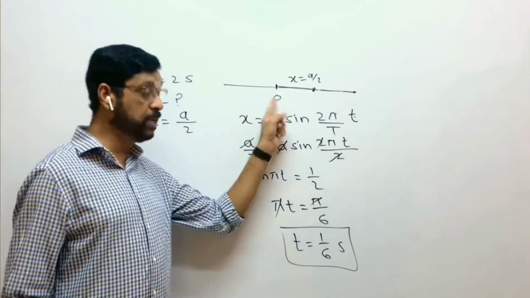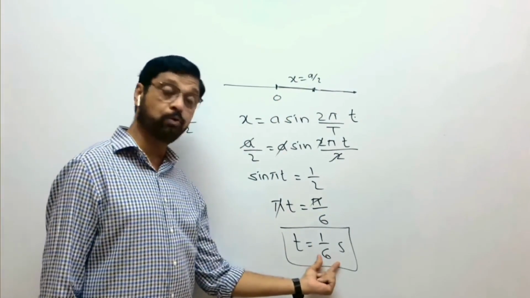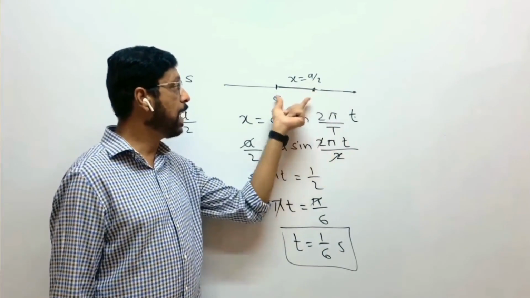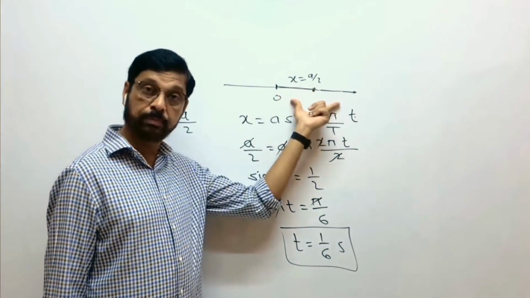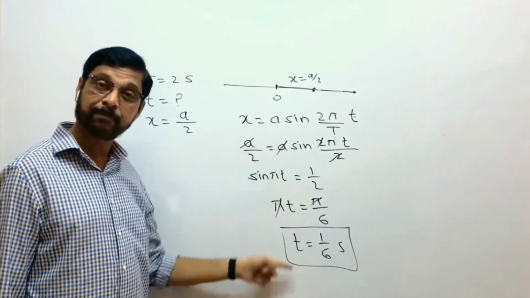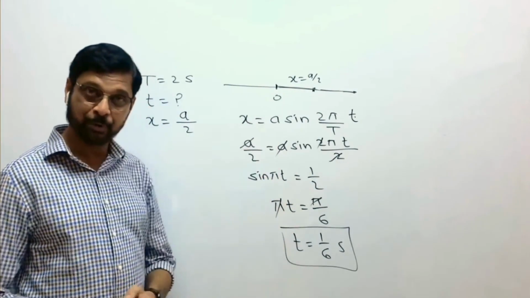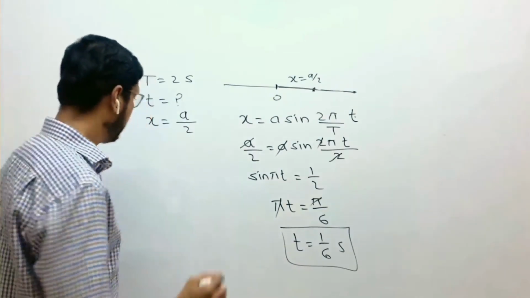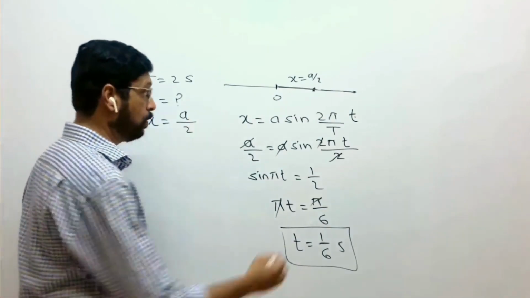Means starting from mean position in time equal to 1 by 6 second, the particle will move to a distance half the amplitude. But you don't have to do all this. इतना सब करना नहीं है हमको. You can find out in a single step. कैसे? Look at here carefully now.